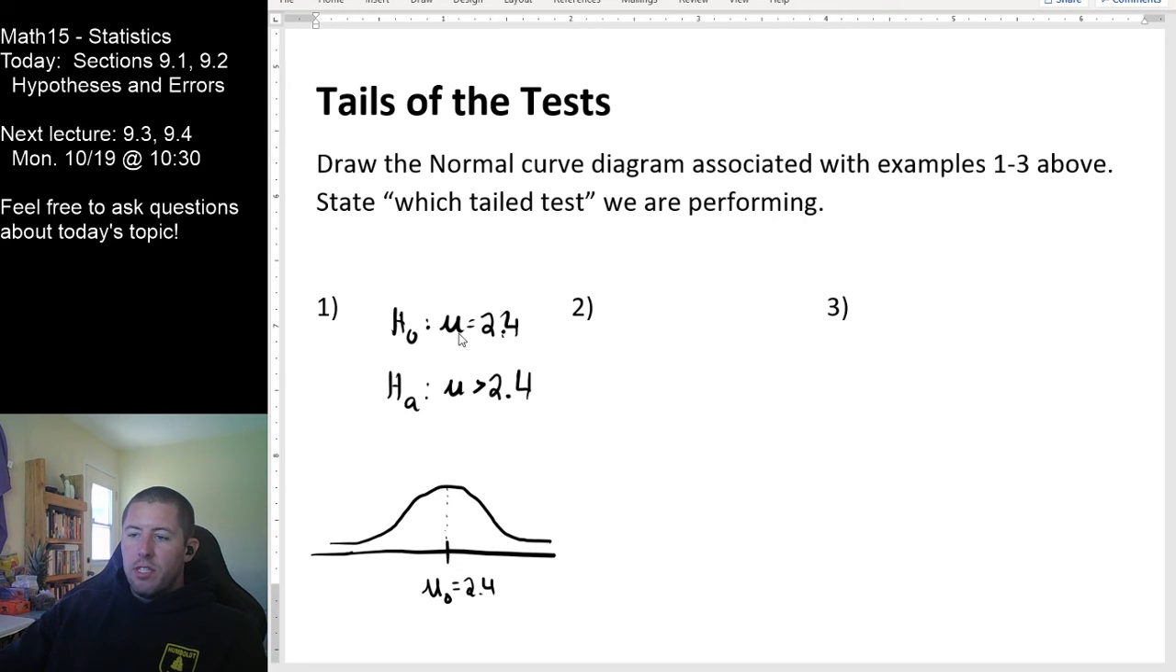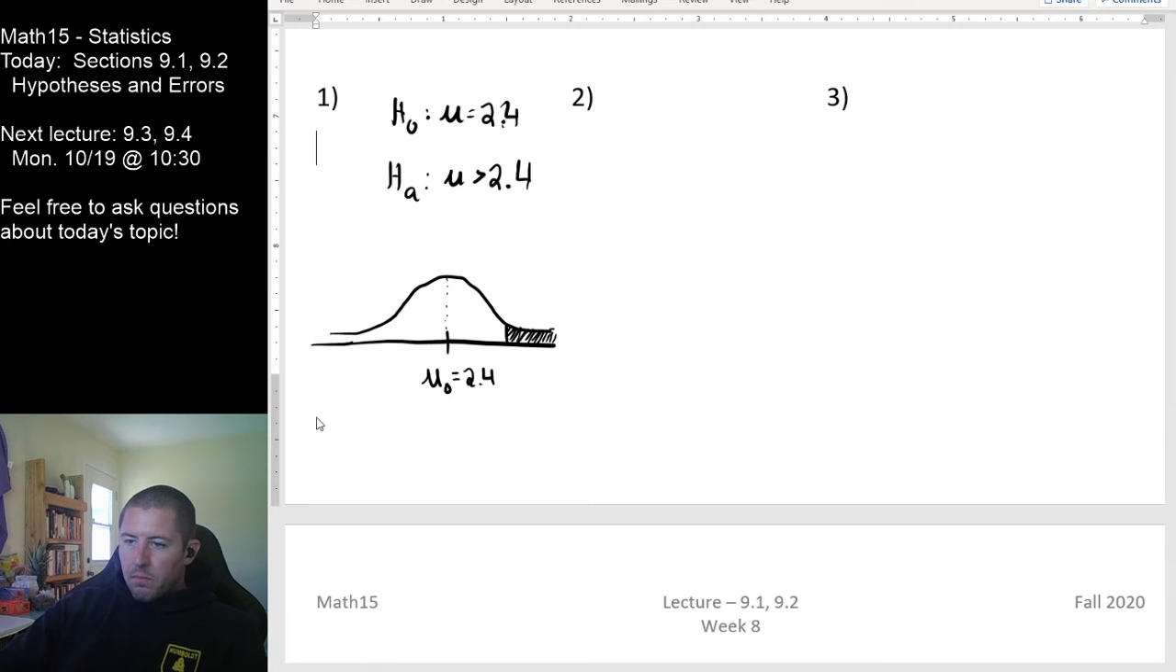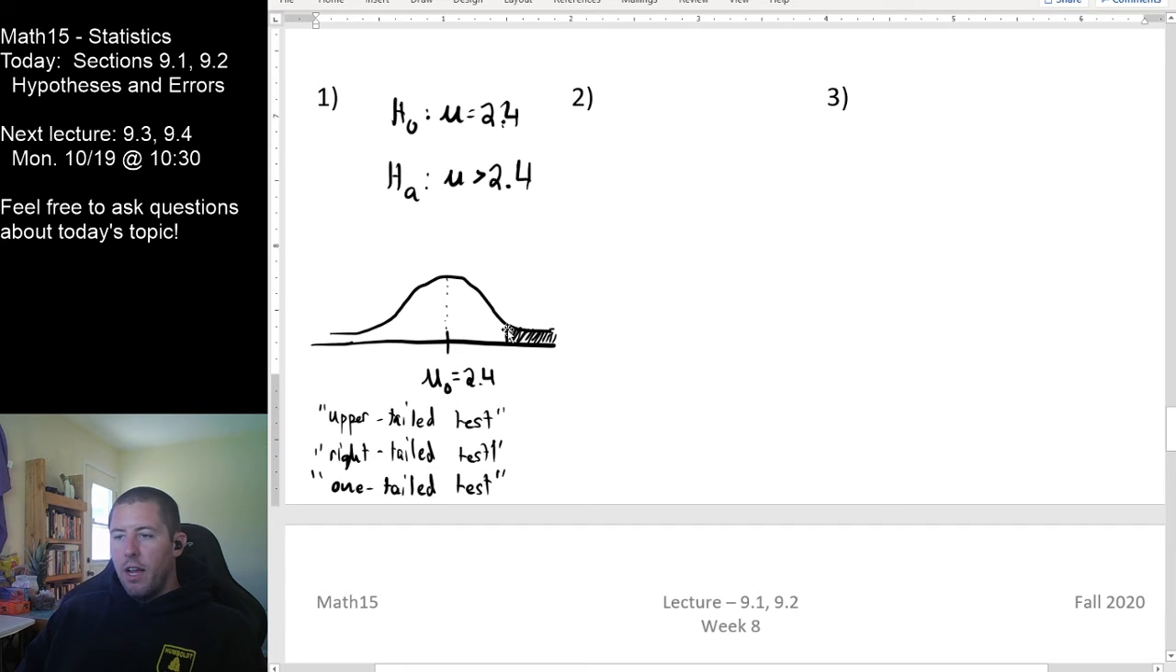Notice here that we're only interested in the results where the average is greater than 2.4. So what we're interested in out here is what we would refer to as a right-tailed test. We're interested in seeing this area out here associated with the average being greater than 2.4. So this is an upper-tailed or right-tailed or one-tailed test, generically a one-tailed test. And that's because we are only interested in observing extreme values on one end out there. It's the greater than end, the stuff that's above the 2.4.